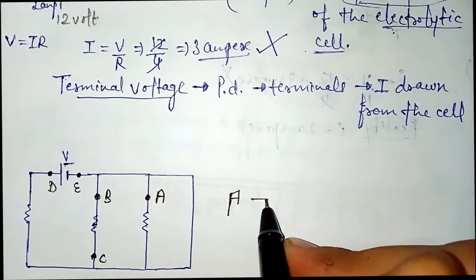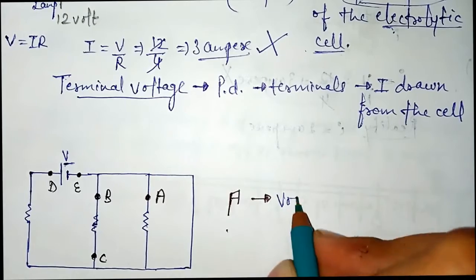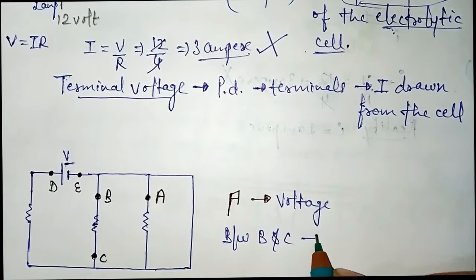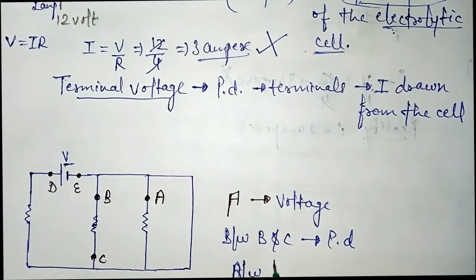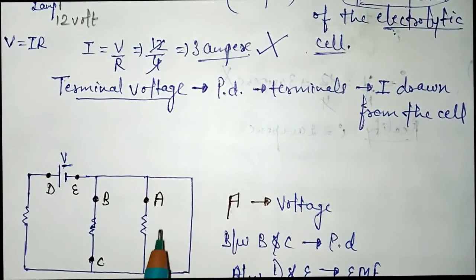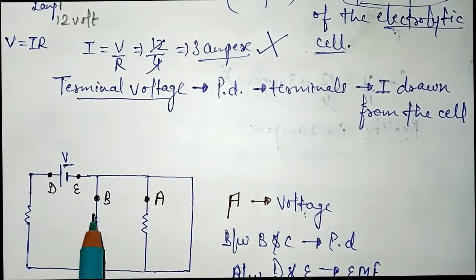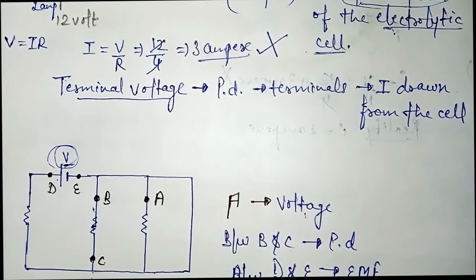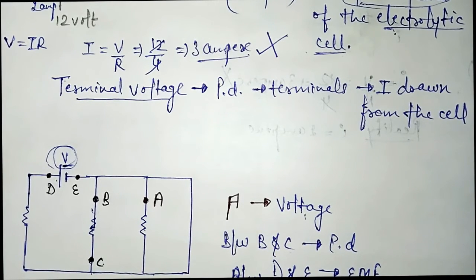In this circuit, at point A, voltage is present. Between B and C, there is potential difference, and between D and E there is EMF. At A, voltage; between B and C there is potential difference because some current is flowing, and between D and E there is EMF. If you have any doubt regarding these terms, then you can ask me in the comment section.